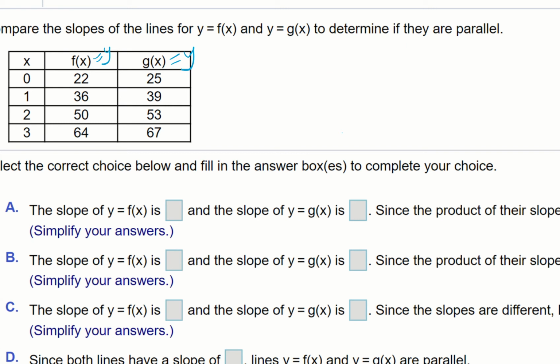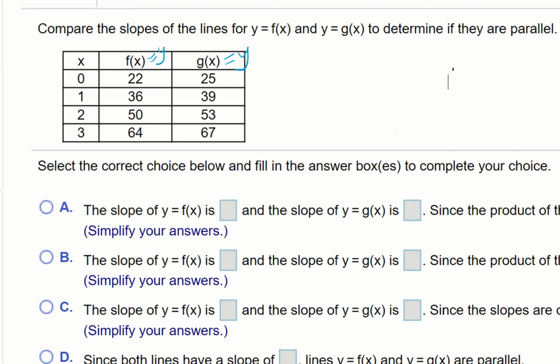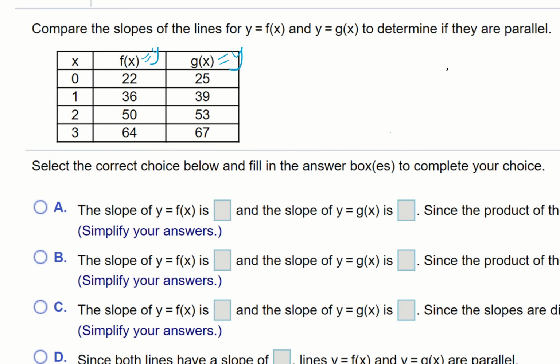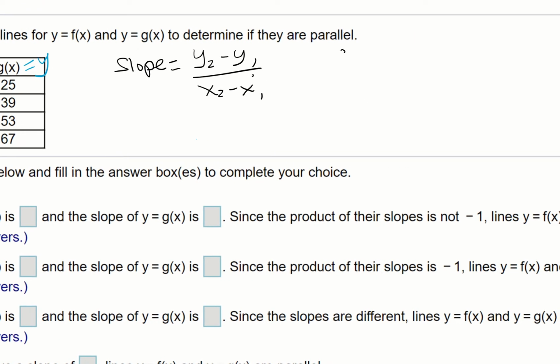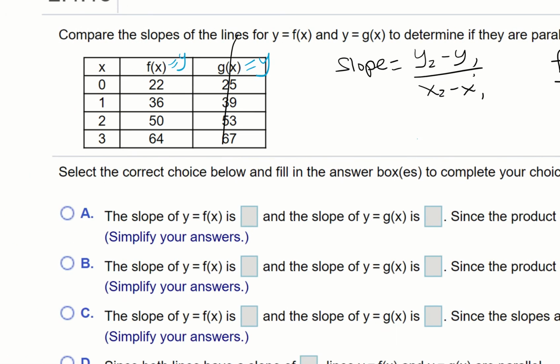All right, so what we want to do is, well, first, we want to determine the slope to determine if they're parallel. So remember that slope is equal to the change in y over change in x, or y2 minus y1 over x2 minus x1. So that's the definition of the slope. That's how we calculate it. So right now we're going to focus on f of x, okay? So if we were to focus on only f of x, not g. So ignore g for a second.